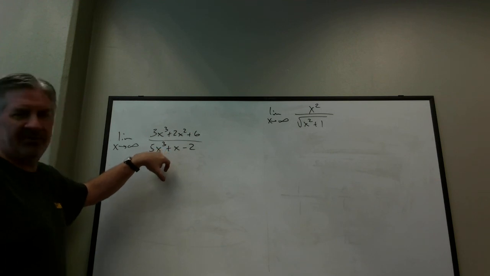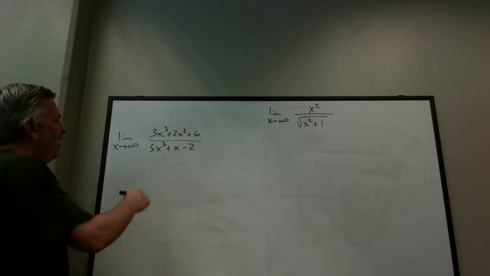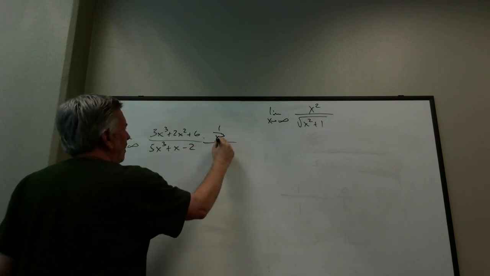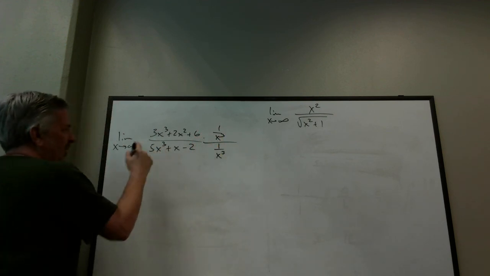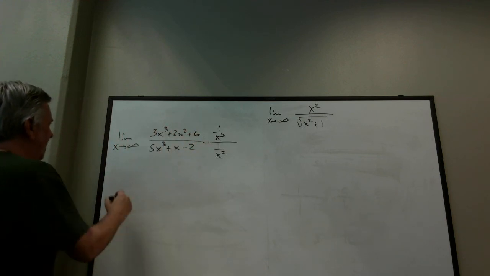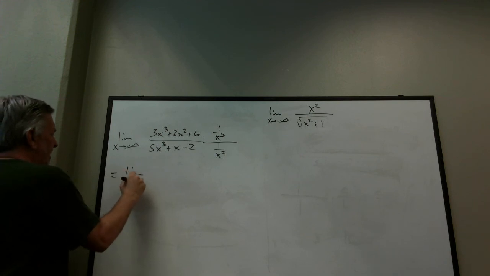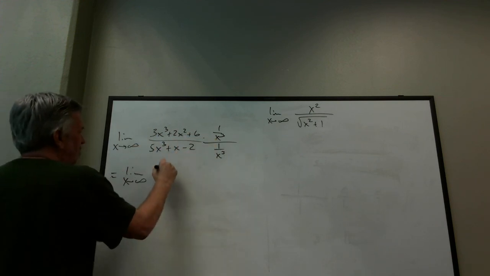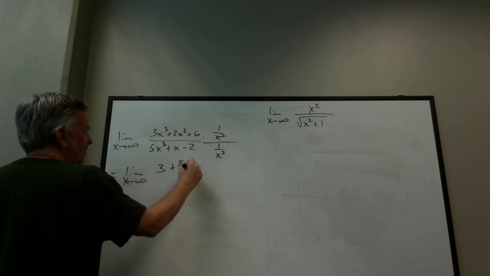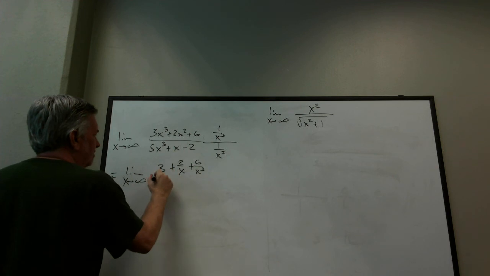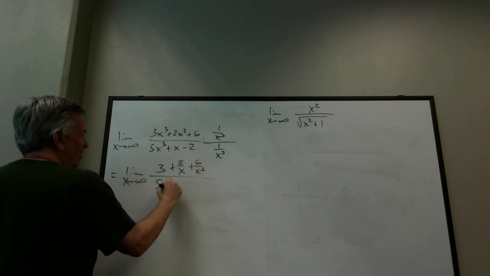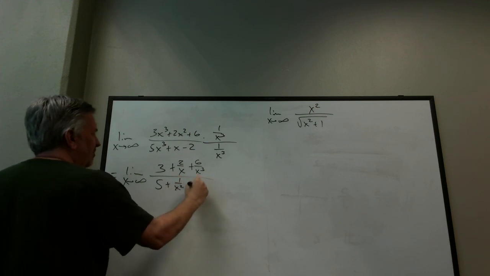Take the highest power of x in the denominator, and then divide every term by that highest power. So basically I'm multiplying by 1 over x cubed over 1 over x cubed, the highest power in the denominator. So I'm going to divide every term up here by x cubed, every term in the denominator by x cubed. So let's see what we get. 3x cubed over x cubed is 3. 2x squared divided by x cubed is 2 over x if you simplify. And you get 6 over x cubed. Same thing down here, 5x cubed over x cubed is 5. x over x cubed is 1 over x squared, and you get minus 2 over x cubed.